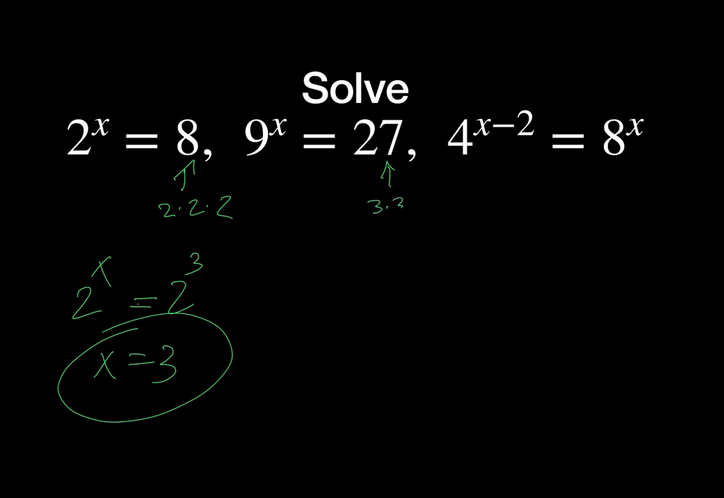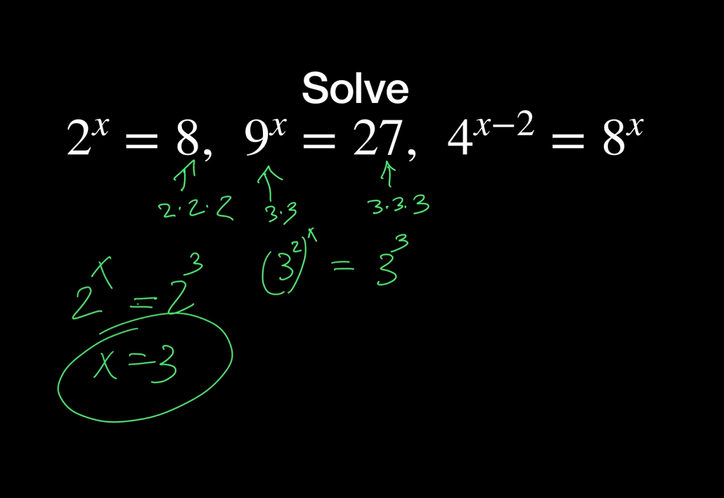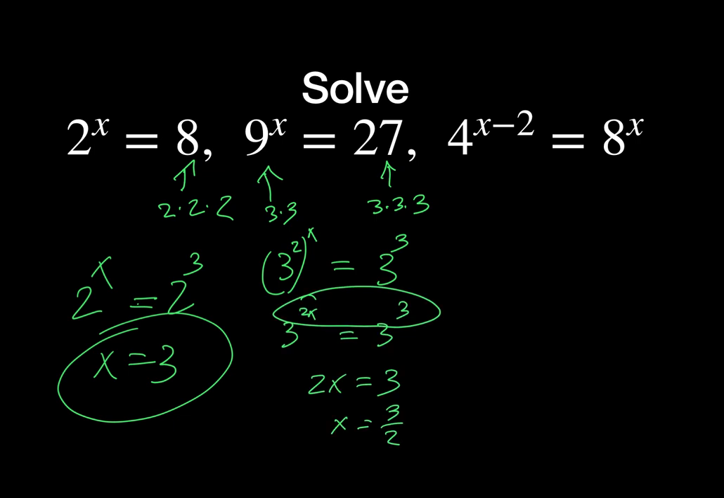27 is 3 times 3 times 3. 9 is 3 times 3. So in this one, 9 to the x is 3 squared to the x, and that equals 3 cubed. Powers raised to powers, those are rules of exponents. 3 to the 2x equals 3 cubed. Once they're the same bases, that means 2x must equal 3, and x equals 3 halves. Divide by 2.